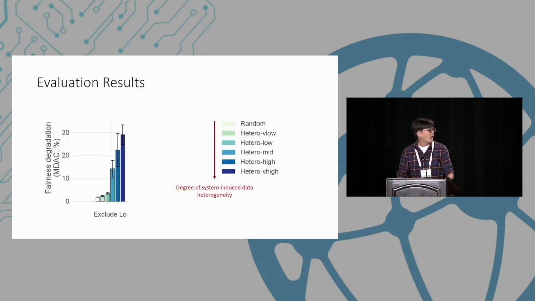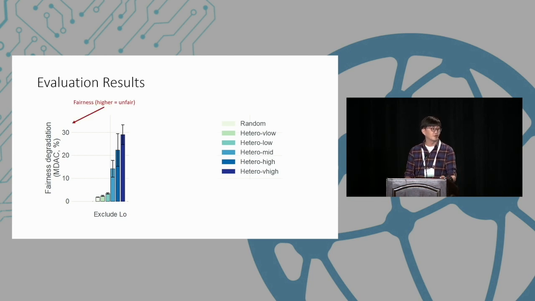I am only going to show you a subset of the results because of the interest of time. So here I'm showing the result when we exclude low-end devices from training. And there are 6 bars. Each bar shows a different level of system-induced data heterogeneity. From the left, no system-induced data heterogeneity, as was assumed in the prior work, all the way to the right, very high system-induced data heterogeneity. And the y-axis is the fairness metric, where higher means more unfair.